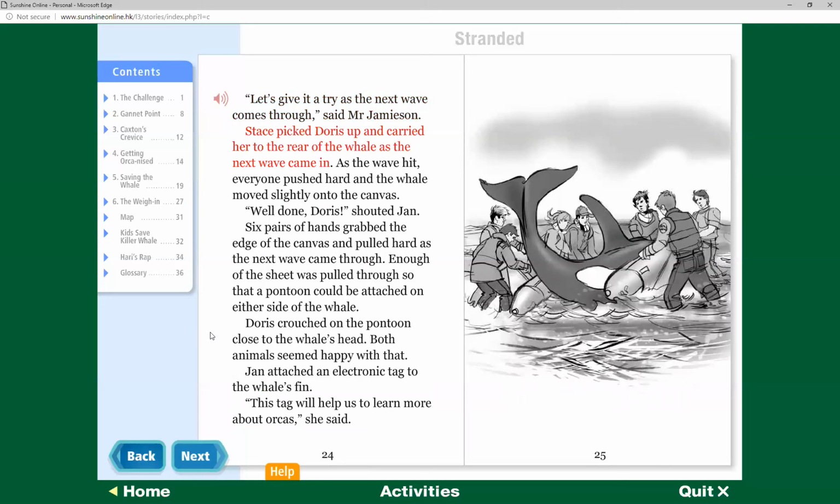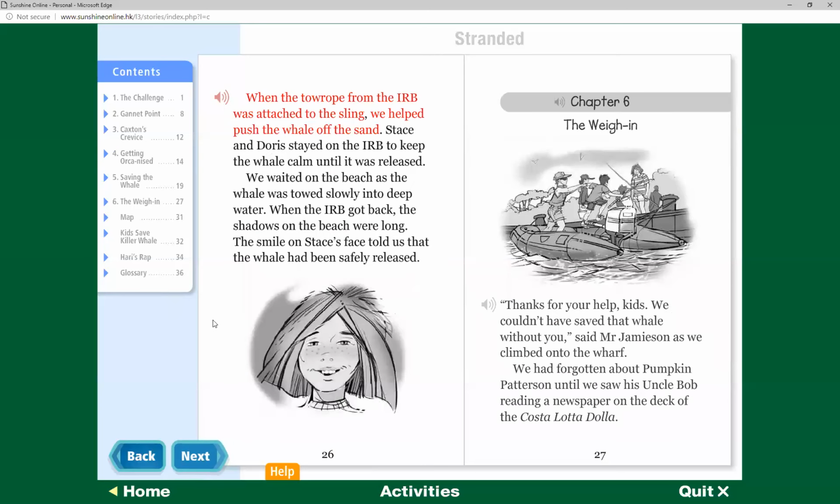Jan attached an electronic tag to the whale's fin. "This tag will help us to learn more about orcas," she said. When the tow rope from the IRB was attached to the sling, we helped push the whale off the sand. Stace and Doris stayed on the IRB to keep the whale calm until it was released. We waited on the beach as the whale was towed slowly into deep water. When the IRB got back, the shadows on the beach were long. The smile on Stace's face told us that the whale had been safely released.